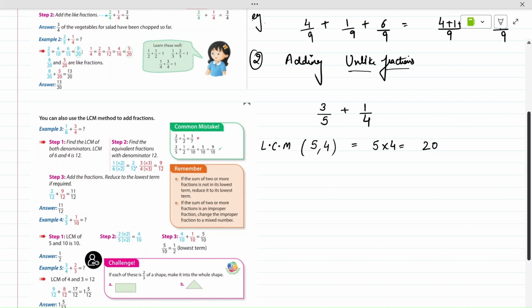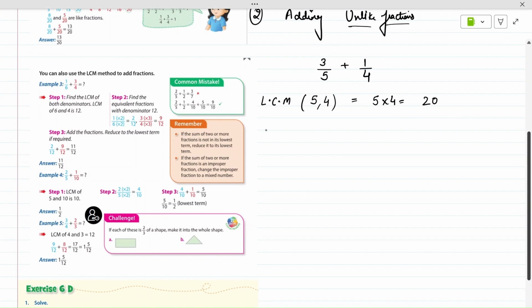And what is the next step? The next step is to convert the given fractions into like fractions one by one. So we have 3 by 5, and if I have to make the denominator as 20 now, which is the LCM, I'll have to multiply this with 4. And similarly, when we are multiplying a number with the denominator, we have to multiply the numerator also with the same number, right? So here we will have 12 by 20.